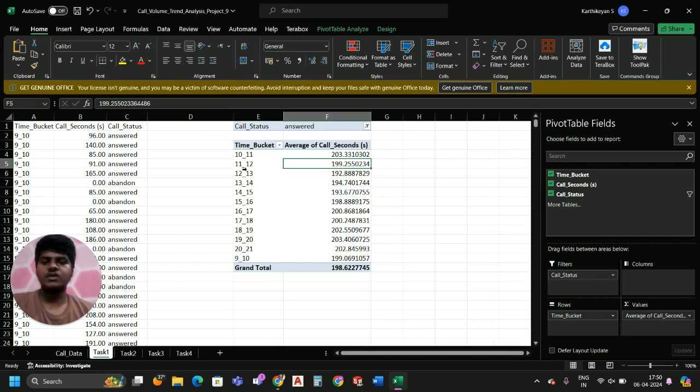So here you can see the time bucket 19 to 20, that is 7 p.m. to 8 p.m., has the highest average call duration in seconds recorded. When it comes to the lowest, 12 to 13, that is 12 p.m. to 1 p.m., has the lowest average of call seconds.